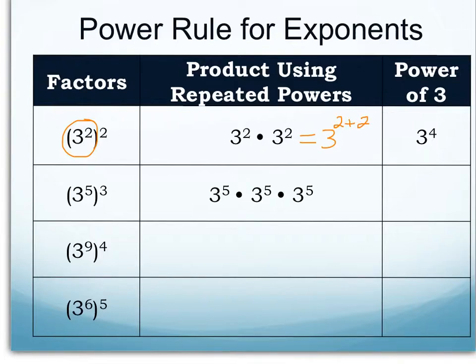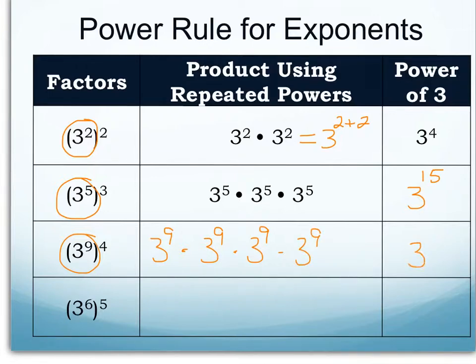Second row says 3 to the fifth raised to the third power. So I have 3 to the fifths. Again, add up your exponents, we get 3 to the 15th. Next row, 3 to the ninth to the fourth. So I have 4 of these 3 to the ninth. So I have 3 to the ninth times 3 to the ninth times 3 to the ninth times 3 to the ninth. Keep your base, add your exponents.